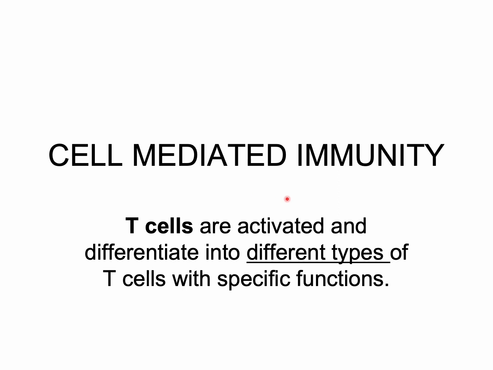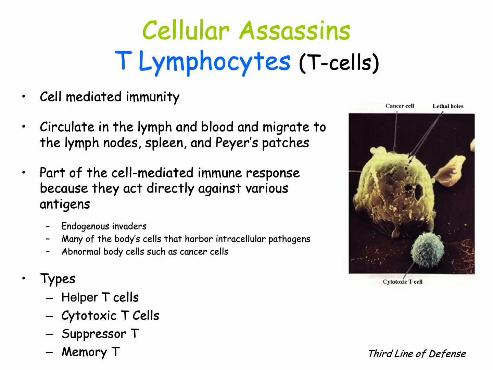Now on to the second branch of the adaptive immune response, cell-mediated immunity. For this, we're going to be focusing on T cells, like cytotoxic T cells, and how they're activated and differentiate into those different types of T cells, each with specific functions. Now, what are these different types of T lymphocytes or T cells? Altogether, they're considered cellular assassins because they do kill cells. They kill bad cells that are considered foreign, and they're part of our cell-mediated immunity. Like B cells, they circulate in the lymph and the blood and migrate in lymph nodes where they can survey the fluids that are passing through to see if there's anything that shouldn't be there.